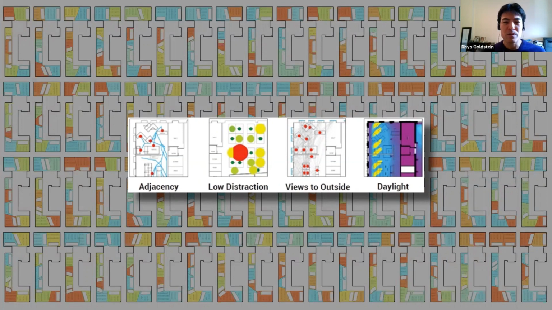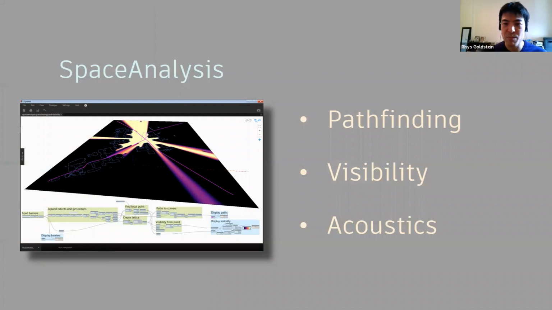Now, what we want to do is help people develop their own generative design workflows with their own metrics. And so that's why we developed this tool, SpaceAnalysis. SpaceAnalysis provides pathfinding, visibility, and acoustics analyses. The idea is that you could use the results of the analyses to compute metrics for generative design.